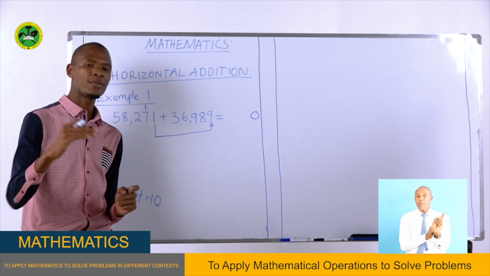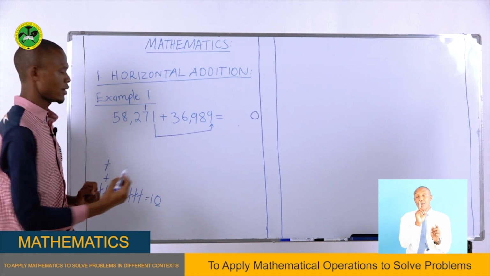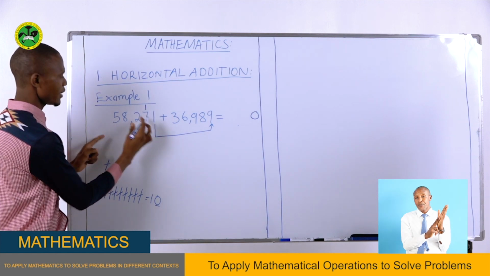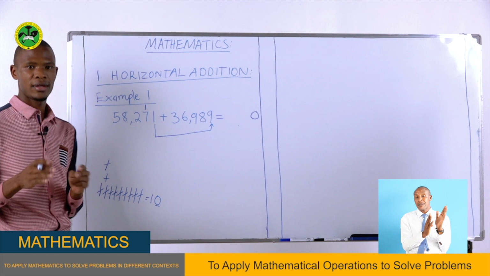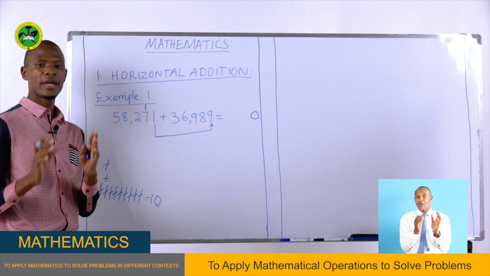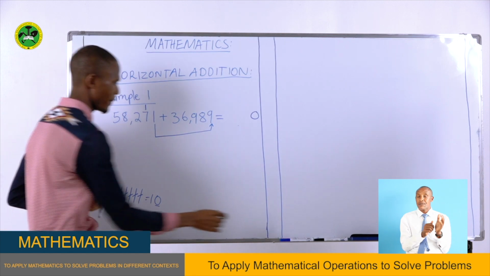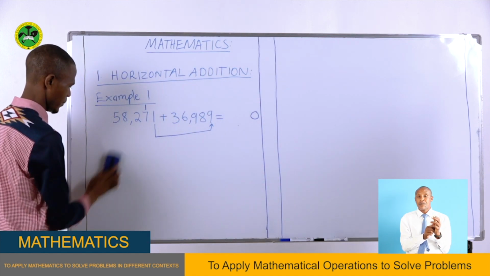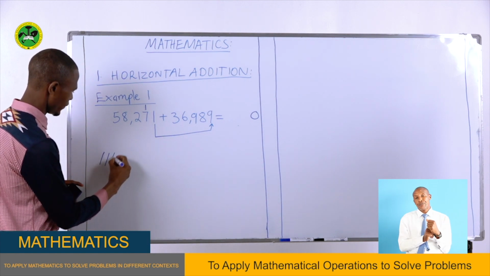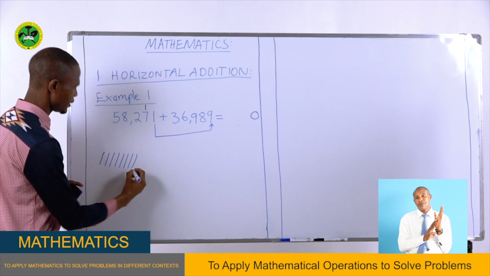Therefore, we repeat the same procedure. Here, we have 1 plus 7. So 1 plus 7 is 8. So we need to count 8 tallies to represent 8. 1, 2, 3, 4, 5, 6, 7, 8.